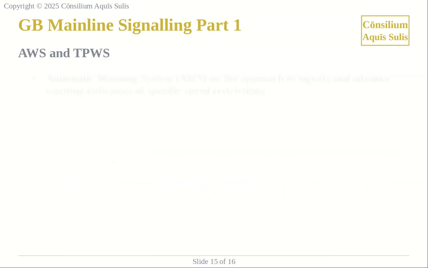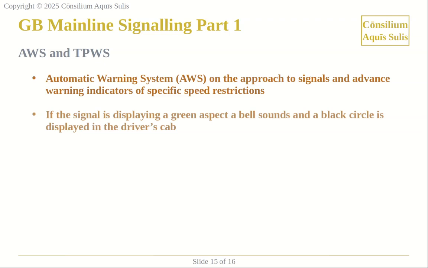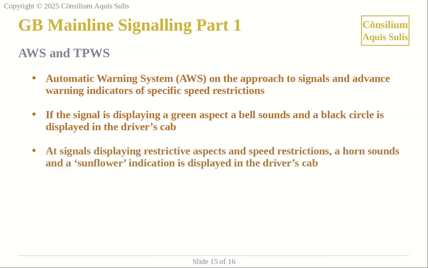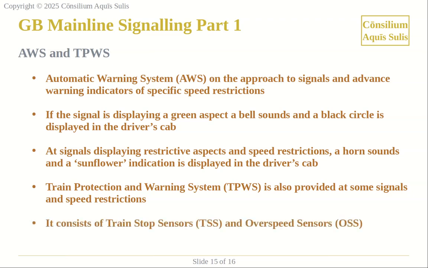And finally, we looked at AWS, the automatic warning system, on the approach to signals and advanced warning indicators of speed restrictions, the indications it presents in the driver's cab if the signal is displaying a proceed aspect, and if it's displaying a restrictive aspect. And finally, we looked at the train protection and warning system, TPWS, which is provided at some signals and speed restrictions to supplement AWS, and consists of a train stop sensor, TSS, and one or more overspeed sensors, OSS.